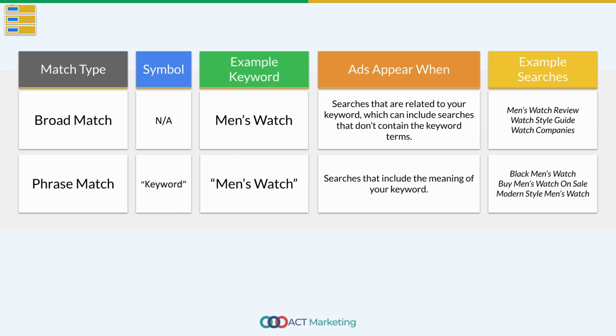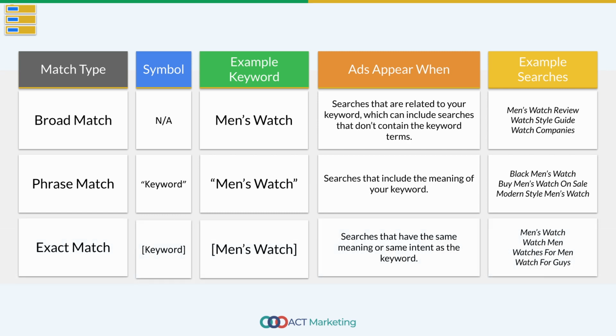And so as you can see with our example searches, men's and watch, those 2 phrases together are included. Now, do they have to be right next to each other in the same order? No, they actually don't. And so then finally we have exact match. And so this is where Google's going to be even more strict.